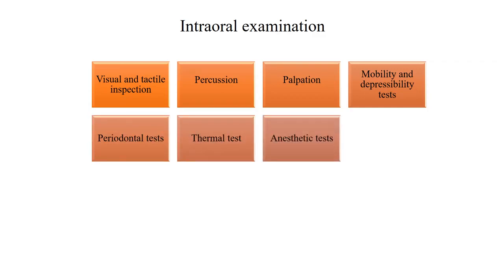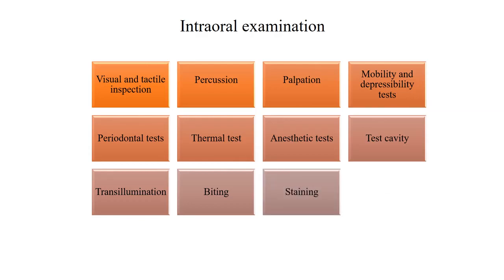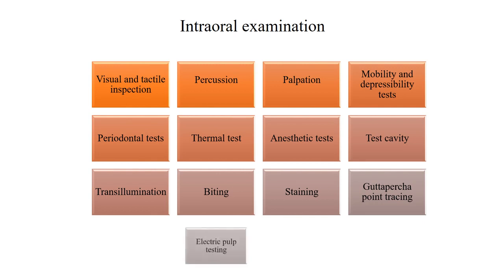Then we go over to tests which assess the pulpal sensibility. So these are thermal tests, anesthetic tests, test cavity, and electric pulp tests. Thermal tests and electric pulp tests are the most frequently done tests. The anesthetic tests and test cavities are done when all other diagnostic aids fail. Transillumination, biting, staining, and gutta-percha point tracing are steps which we will be discussing in another lecture to elicit the origin of the infection.